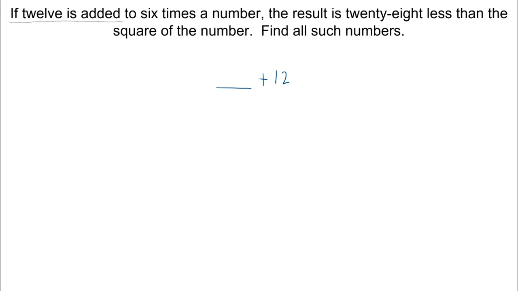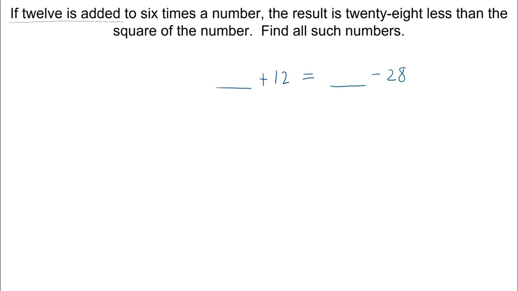But then as I go on down in the sentence, past the comma, I see that the result of adding 12 to something is 28 less than something. Anytime I see the words the result is, that means equals. And what is the result? It's 28 less than something else. 28 less means we're going to subtract 28 from something. So there's my something, and I'm going to subtract 28 from it. Now we just need to fill in the blanks.